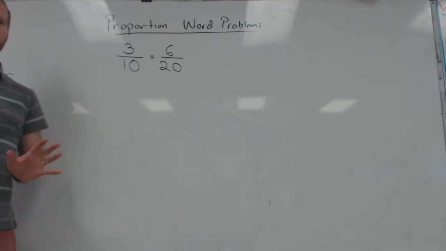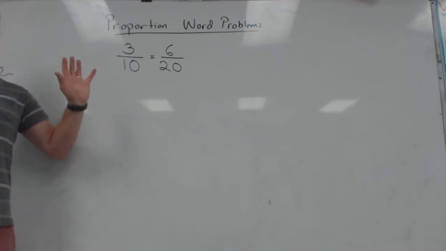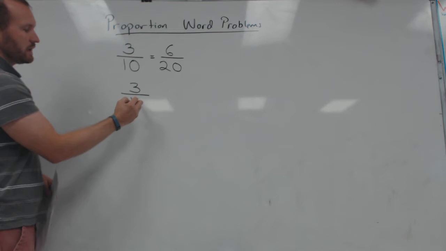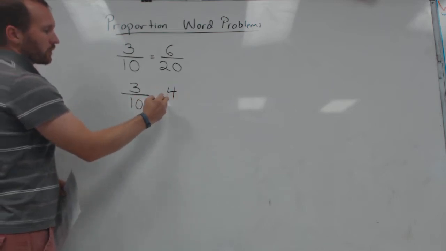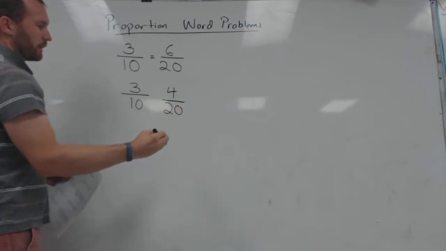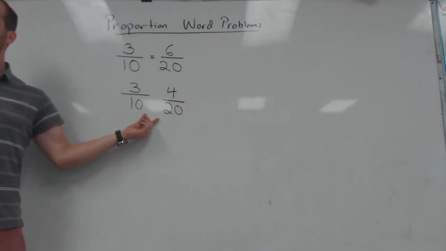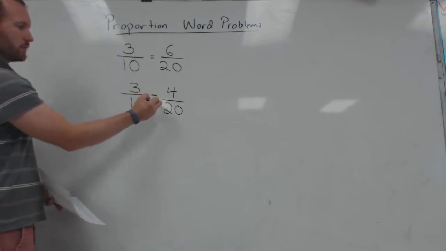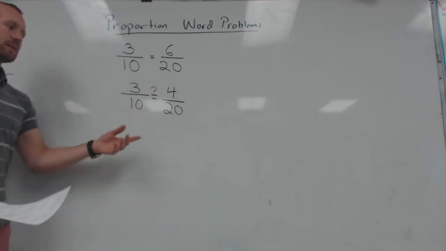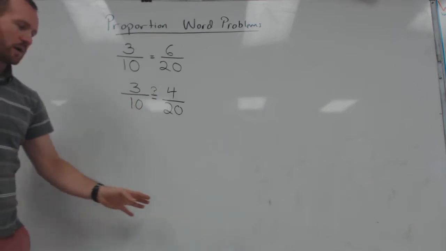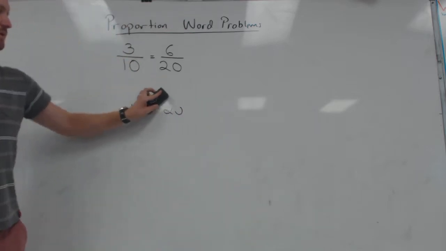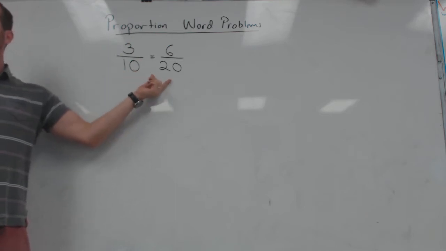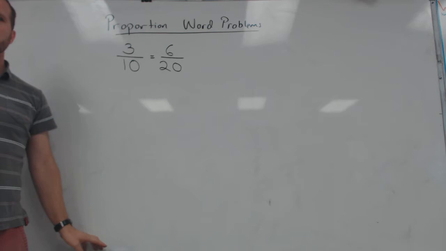Occasionally you'll see problems on a standardized test which are kind of like false proportions. They'll give you two ratios, like 3/10 and 4/20, and they'll ask, is this a proportion? What they're really asking is, are these equal? The answer in this case is no. We're not going to talk too much about those problems today, but just knowing the definition of a proportion as two fractions or two ratios that are equal will help you with those problems.